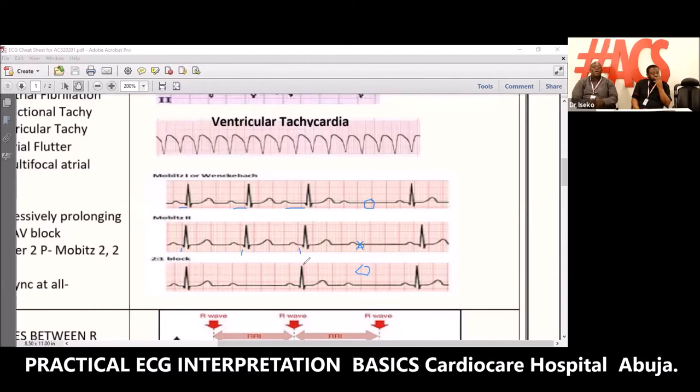Then in the third degree AV block, the one down totally, now there is total divorce and separation. Everybody is doing their own thing. The P wave is doing its own, I mean, the atrium is doing its own. The ventricle is, there's no communication. But that's not the third degree. This is not third degree. That is 2-to-1 block. What we mean by 2-to-1 is that the atrium will contract twice before the ventricle will contract once. So you can see there are 2 P waves. Can you see the 2 P waves? 1, 2, then the QRS. Then 1, 2 before the QRS.